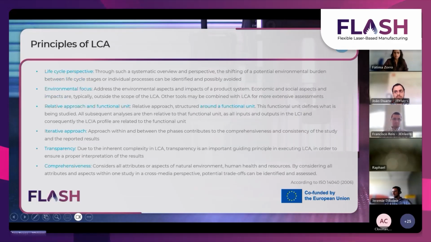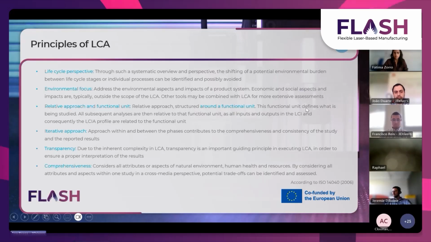And as I said, a life cycle perspective is important, so no possible stage that can cause impact is neglected. It has an environmental focus, of course, but it can be complemented with other analyses, as previously shown. It has this relative approach and functional unit, so this is important.